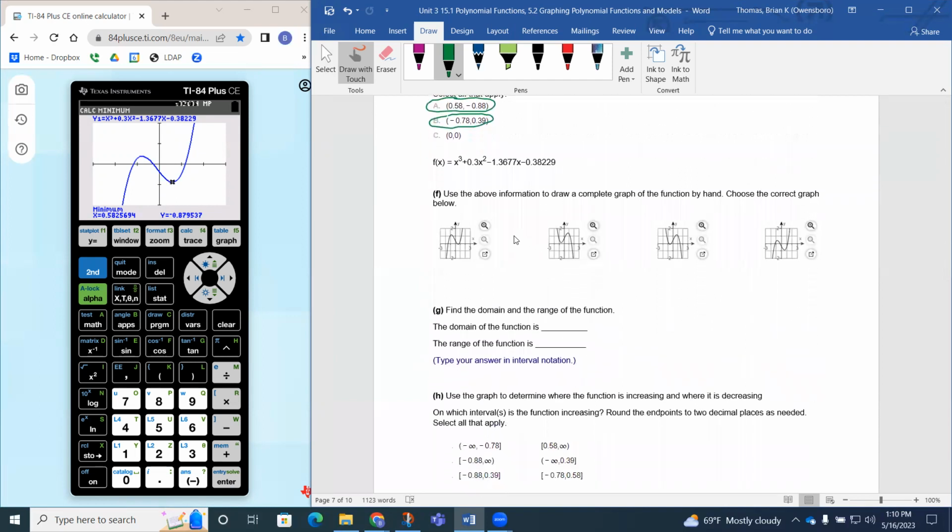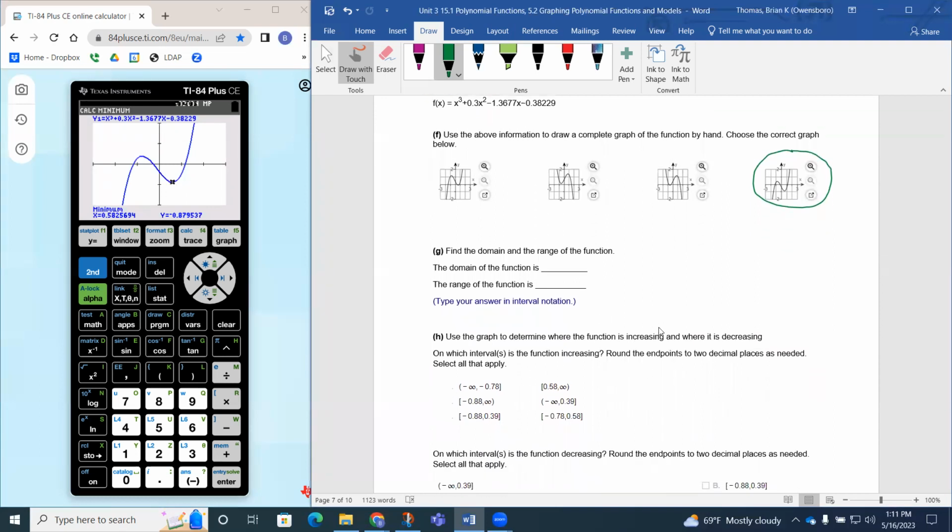So F says, use the information to draw and complete the graph of the function by hand. Well, I don't think we're really going to do this by hand. We're just going to basically pick up on this graph right here since they're giving us multiple choice. But if we graphed it by hand, we could be graphing those x-intercepts and those y-intercepts, and those turning points would be ways to sketch it by hand.